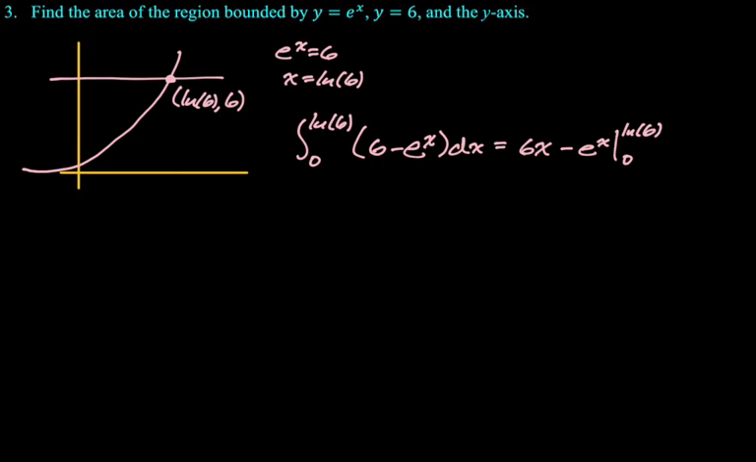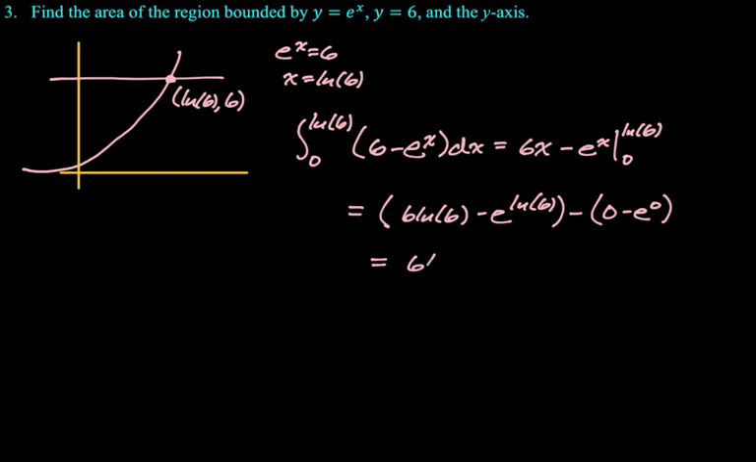We have to plug in the natural log of 6. We'll get 6 natural log of 6 minus e to the natural log of 6. I think you could leave that, but it definitely simplifies. And then minus, when you plug in 0, you don't zero out the whole thing. Like 6 times 0 is 0, e to the 0 is 1. So make sure you're on top of that. I see a lot of people forget that.